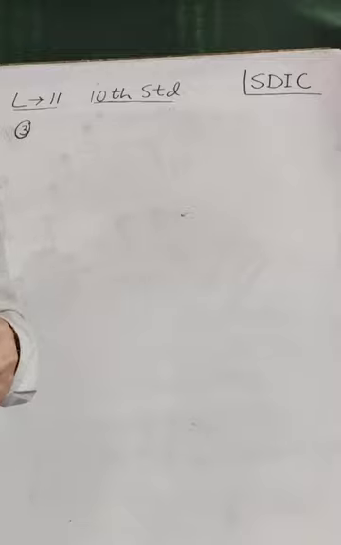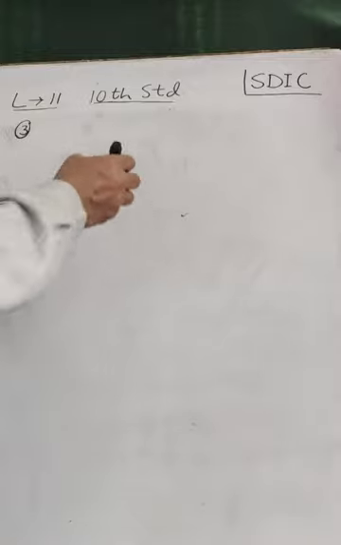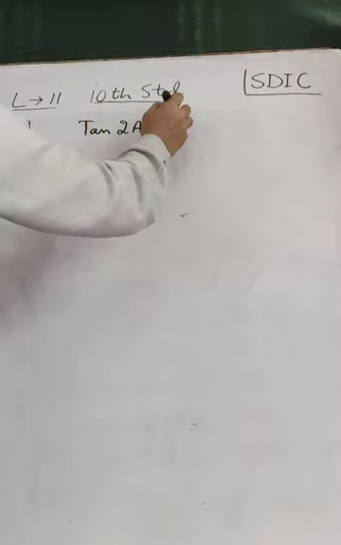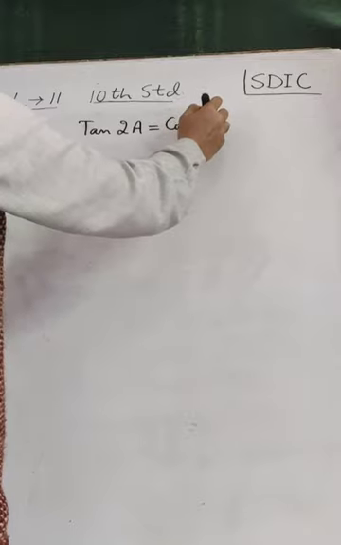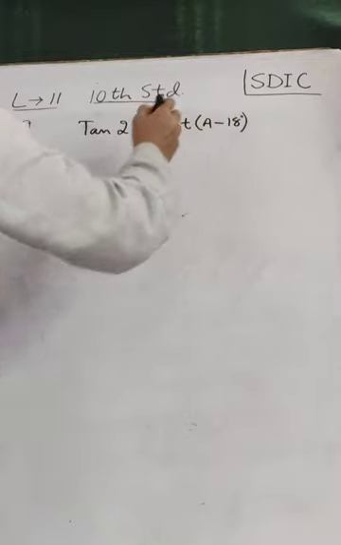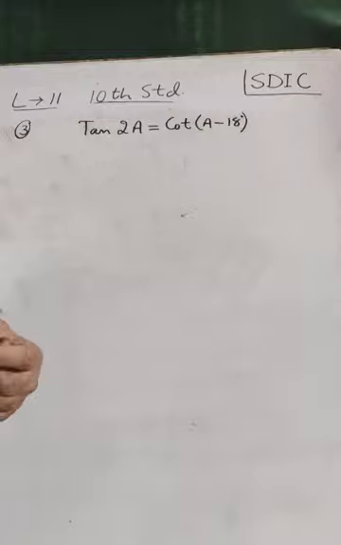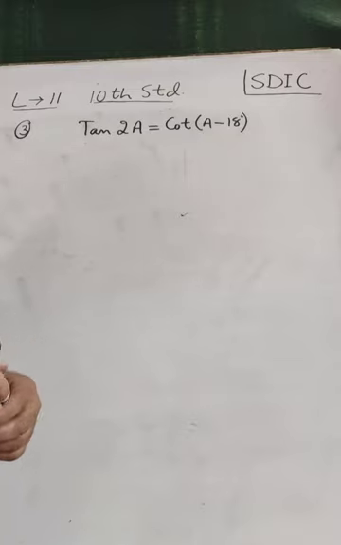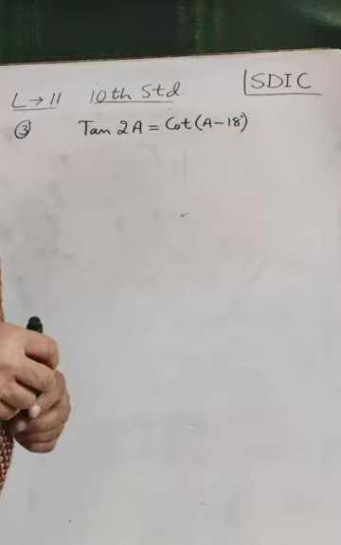It is given that tan 2a is equal to cot of a minus 18 degrees. This is given to us. We are asked to find the value of a. And also we have to show that the condition that 2a is an acute angle is fulfilled. But that can be done only after finding the value of a.